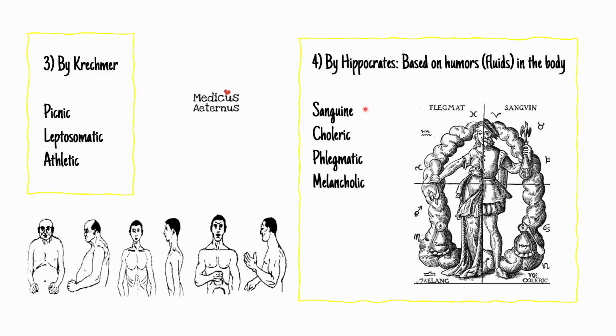Now about these types. The sanguine shows the person who has more constitution of blood, and this person is more sociable, more pleasure seeking. The choleric shows the person who has more yellow bile. This person is more ambitious and leader-like. Phlegmatic is the person who has more phlegm. He is calm, thoughtful, and relaxed. And the melancholic, the person who has more black bile. He is more analytical and serious.